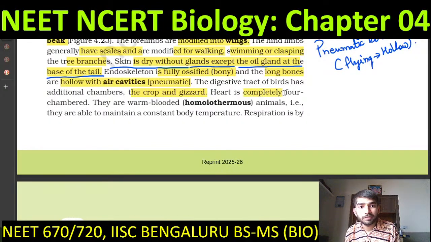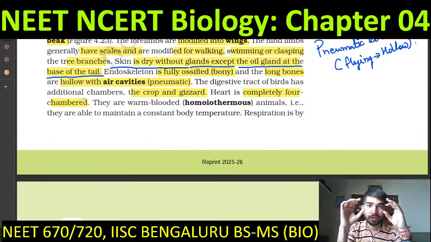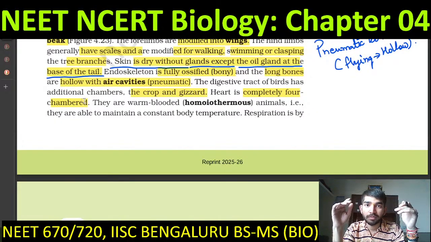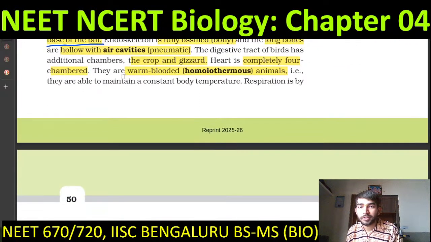Heart is completely four chambered. So from now on, they have a four chambered heart. So they have two atria, two ventricles. So now there will be pure circulation of blood, which will help in maintaining the internal temperature, and that is why they are warm blooded or homeothermous. Unlike the poikilotherms, they are homeotherms. They are able to maintain a constant body temperature.